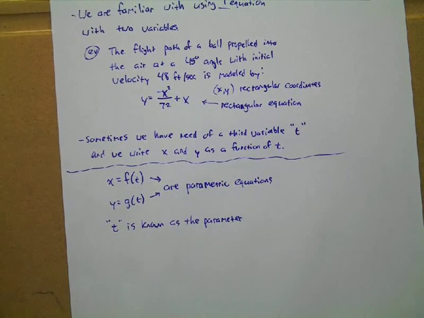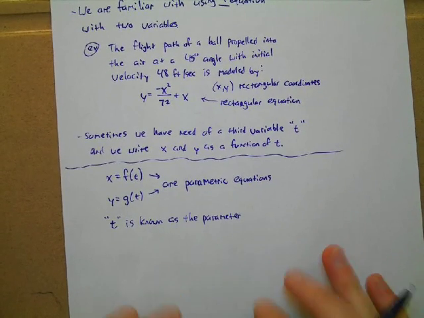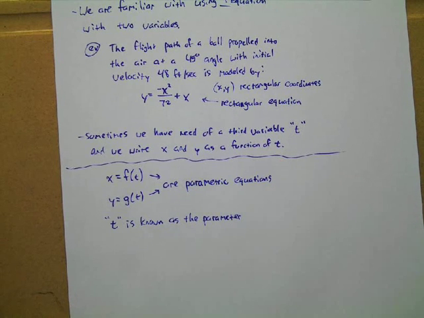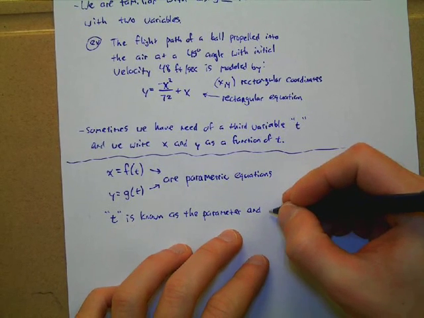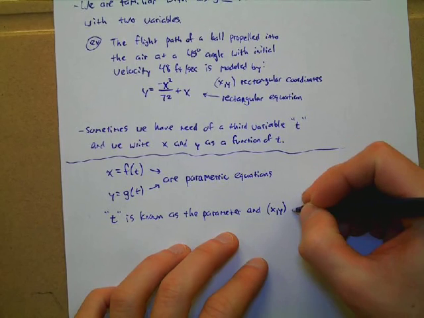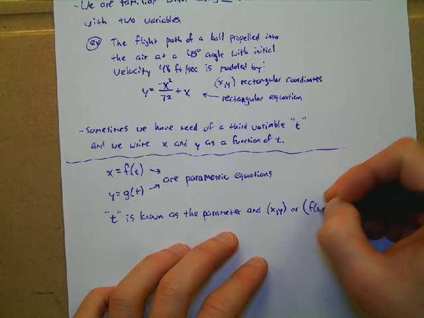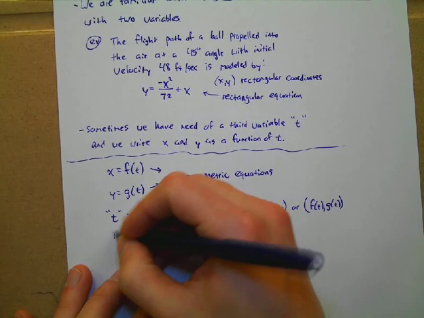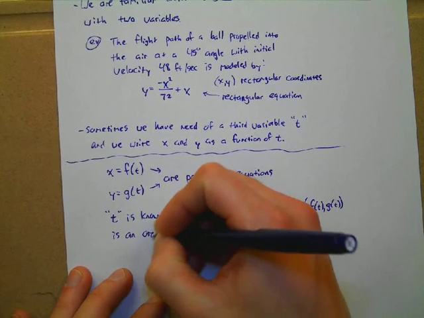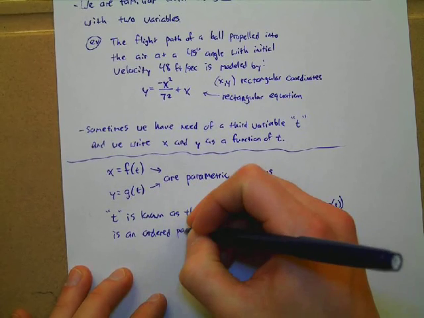Okay. So t is known as the parameter. We're basically just introducing a third variable here on which both our x and y coordinates depend. That's new to us, but the good news is that f of t comma g of t is still an ordered pair on the coordinate plane.